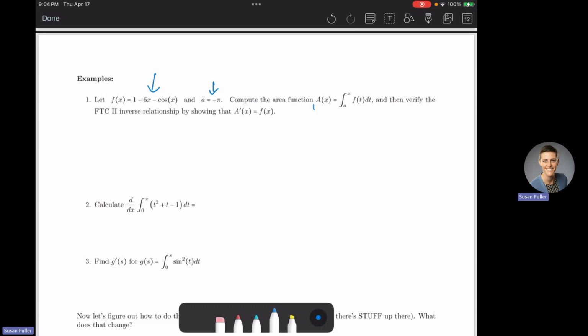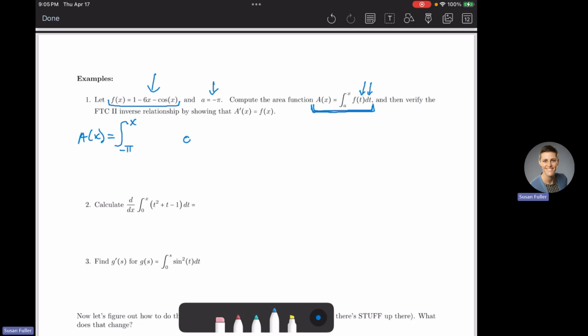Well, in that case, our area function looks like the integral from a to x of our little f of t dt. So what that's going to look like is that our area function is the integral from a. We are fixing our a, our starting value, at -pi, and we are ending our area at whatever our variable x is. And we are going to integrate this function little f. But again, notice the variables. We're going to be careful with the variables.